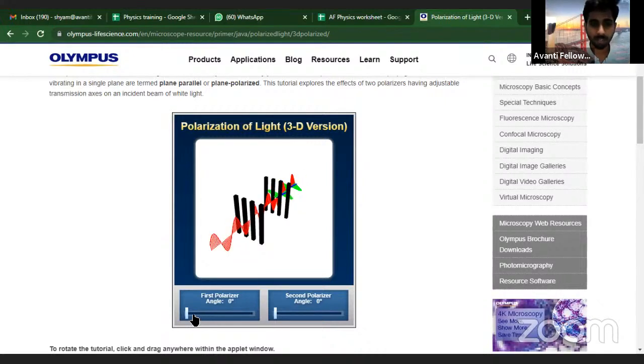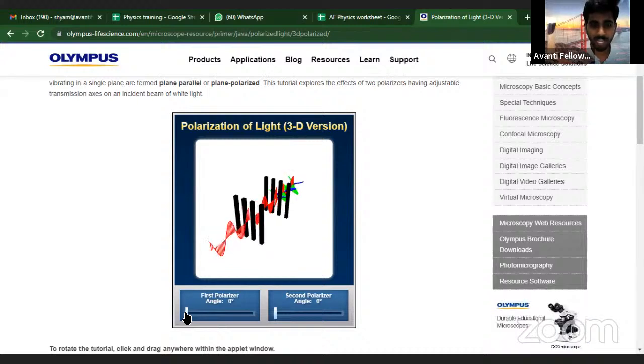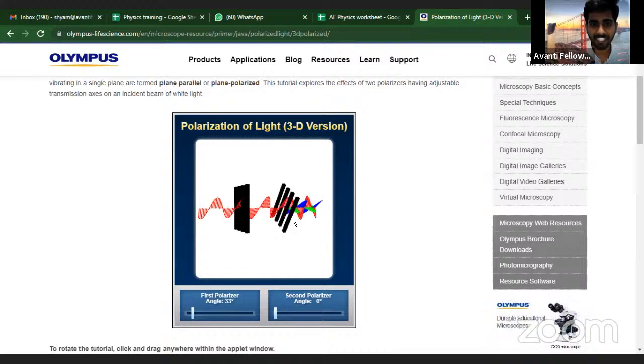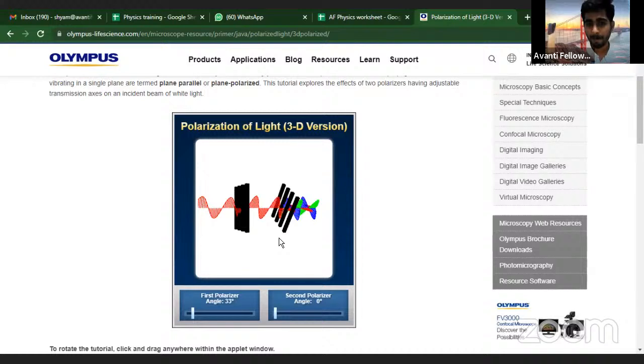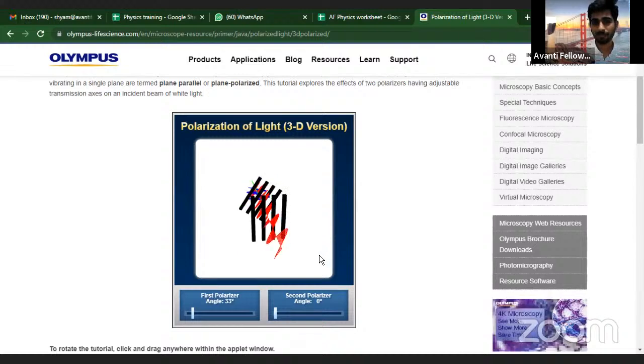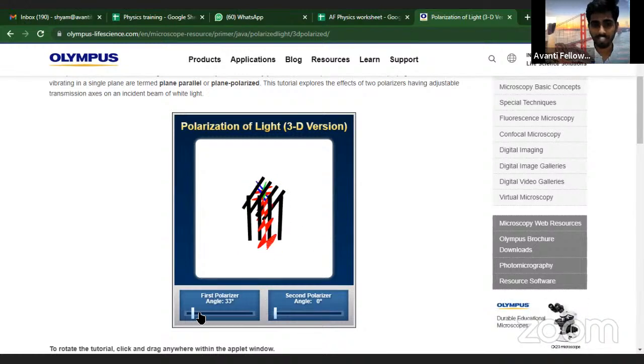Now what I will do, I will change the angle of the first polarizer. If I change the angle, look what is happening there. Look, I changed the angle. Right now again it is accepting plane waves which are coming parallel to the polarizer. It passes the plane wave, correct? But look what is happening here. If I change the angle further, I am changing the angle of the polarizer.